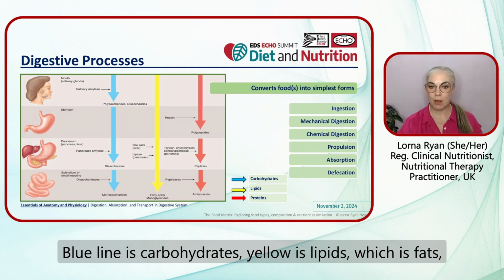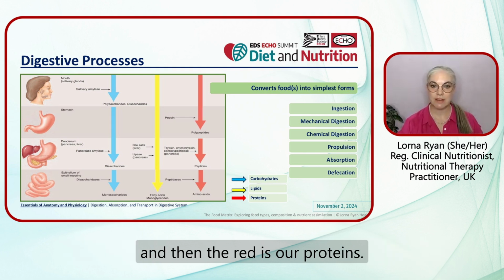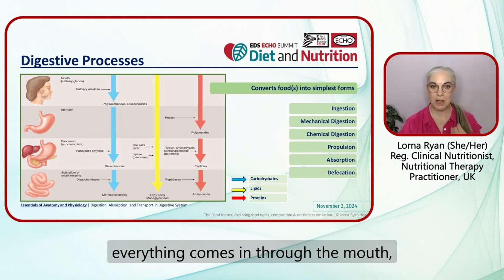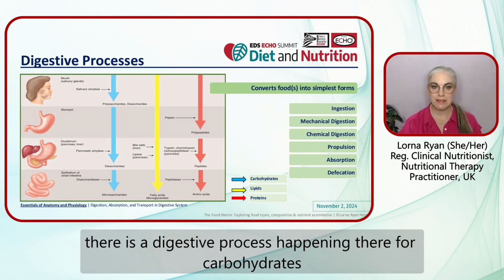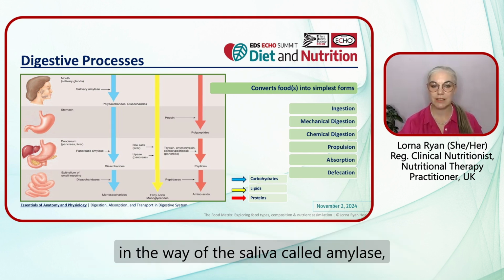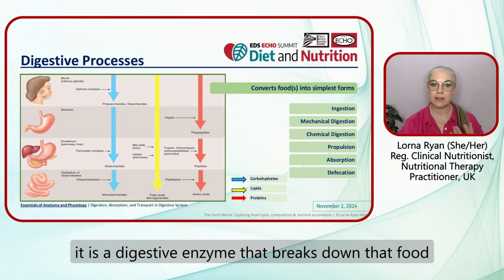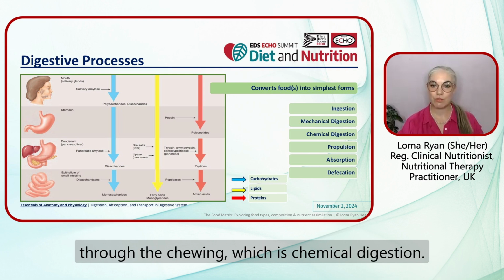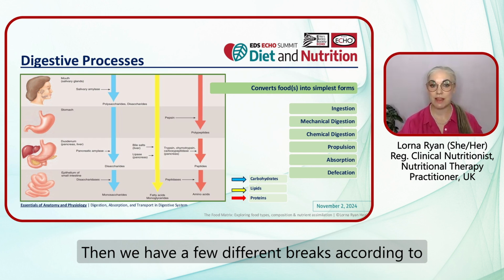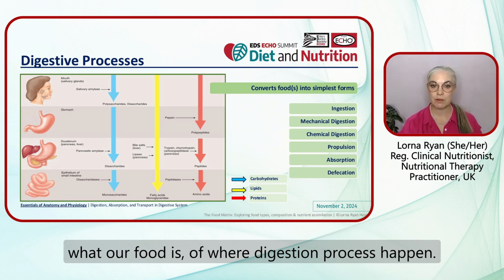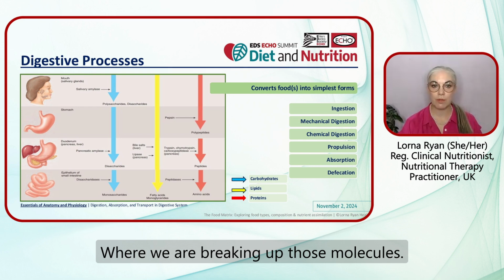So blue line is carbohydrates, yellow is lipids, which is fats, and then the red is our proteins. And what this diagram depicts is everything comes in through the mouth. There's a digestive process happening there for carbohydrates in the way of the saliva called amylase. It's a digestive enzyme that breaks down that food through the chewing, which is chemical digestion. And then we have a few different breaks according to what our food is of where digestion processes happen, where we're breaking up those molecules.